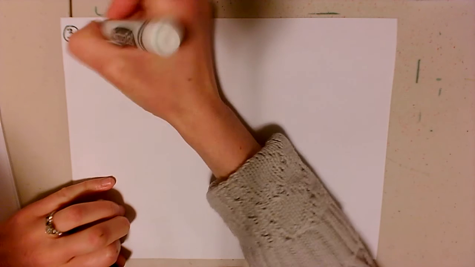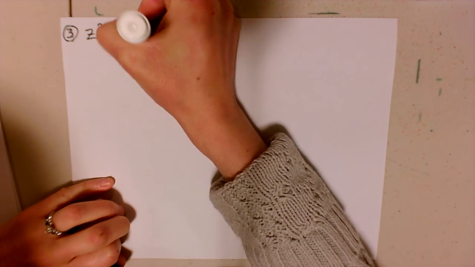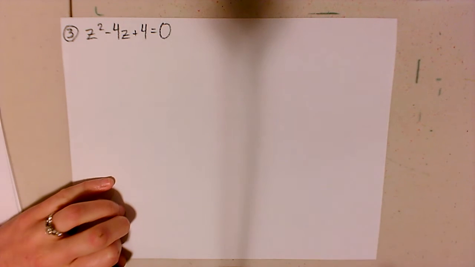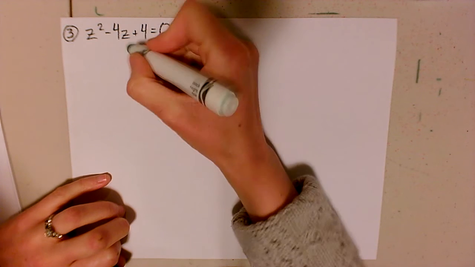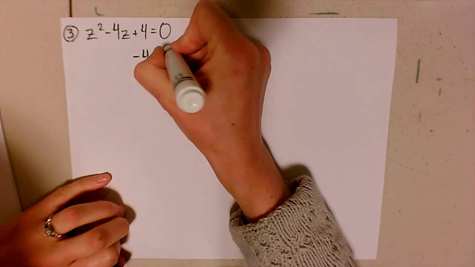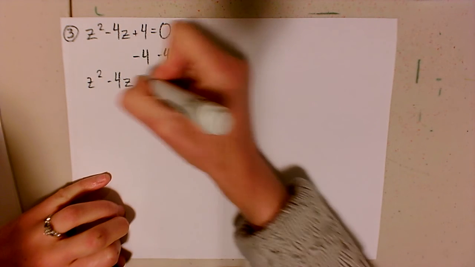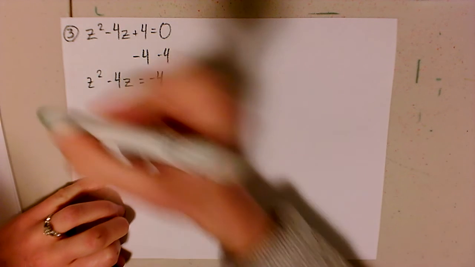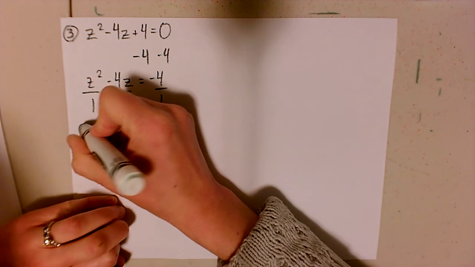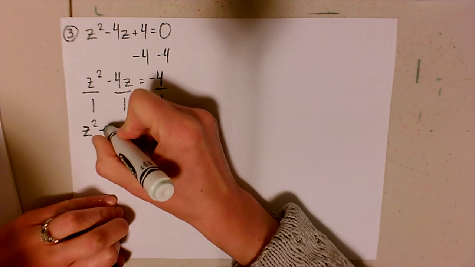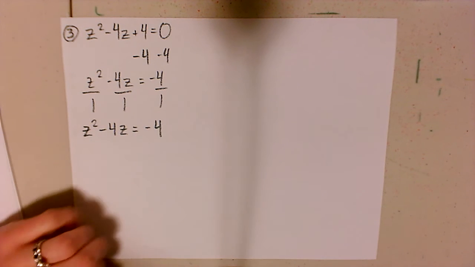So for number 3, we have z squared minus 4z plus 4 is 0. Okay? So first step is we move our c term over. So I'll minus 4, so z squared minus 4z is negative 4. And then we'll divide everything by our a term, which is 1. Well, dividing everything by 1 doesn't change anything. So we still have z squared minus 4z is negative 4.